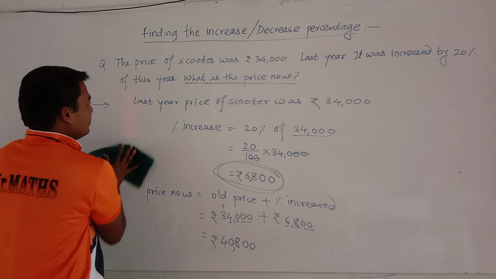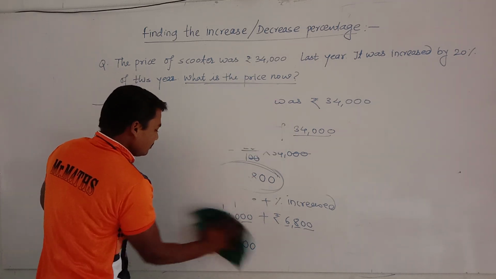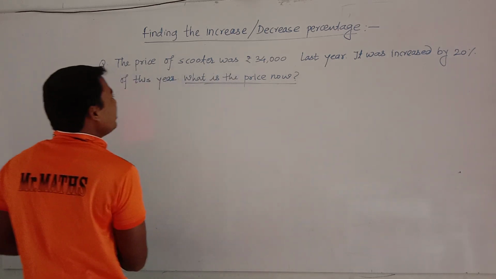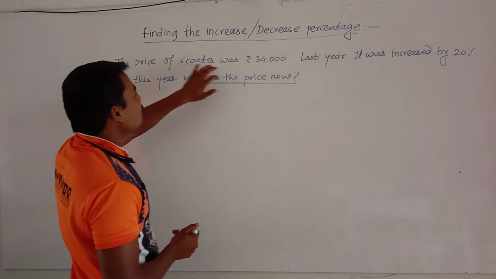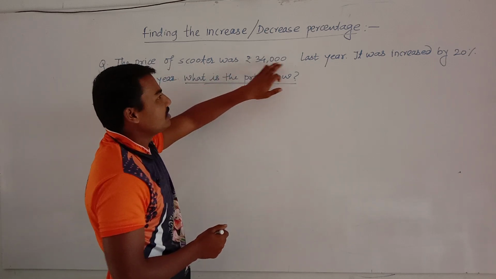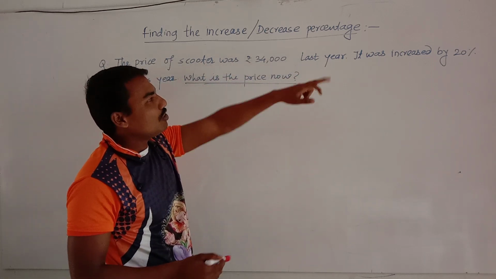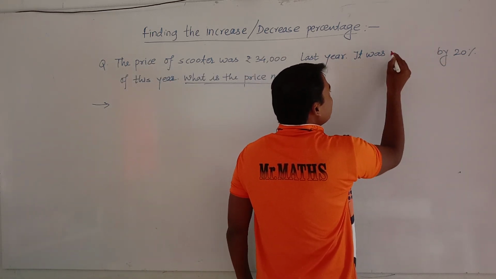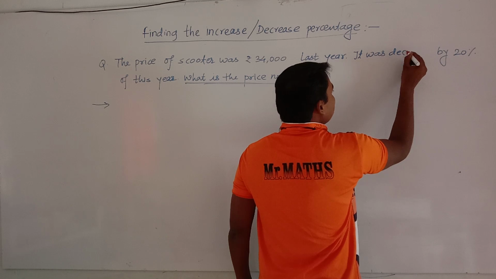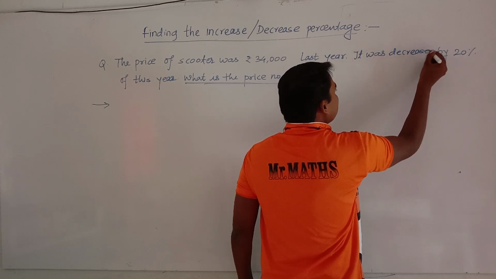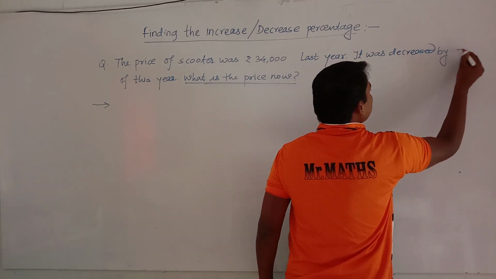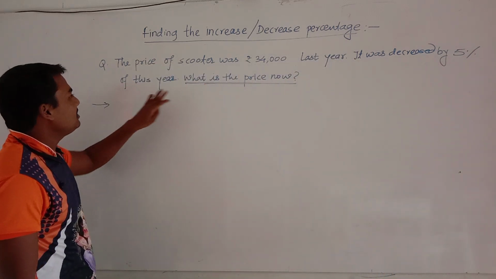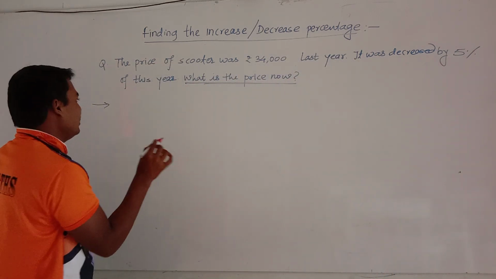Now in the same numerical we have to see how to find the decrease percentage. Now simply we have to change one word. The price of the scooter was rupees 34,000. Last year it was decreased by 5% this year. What is the price now? Okay, same.